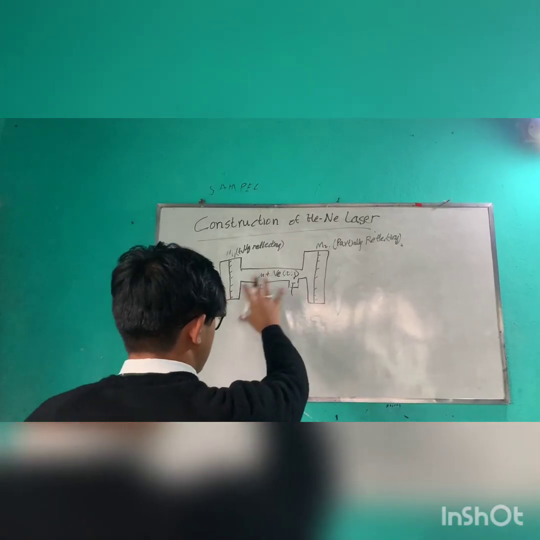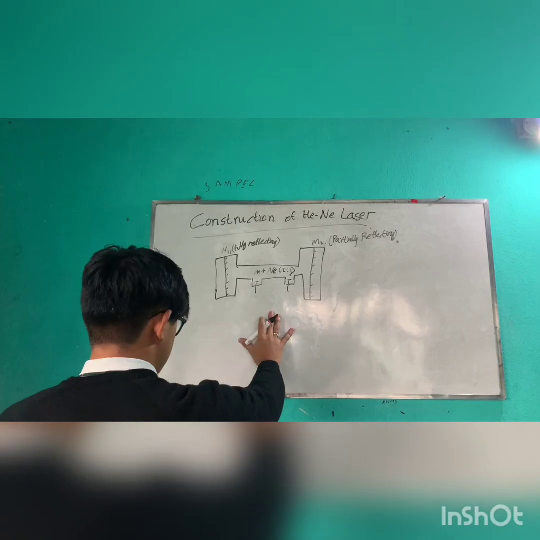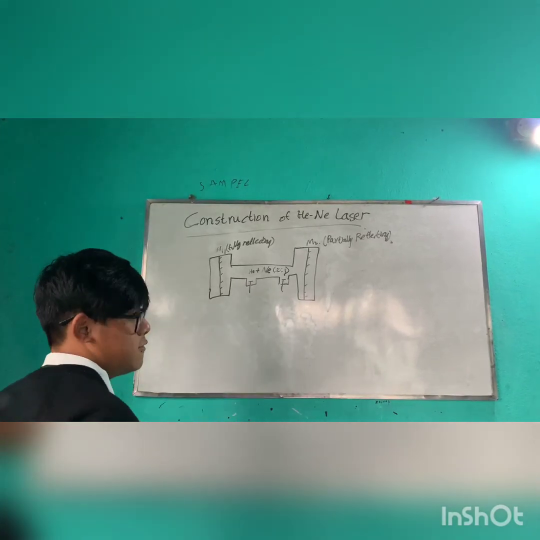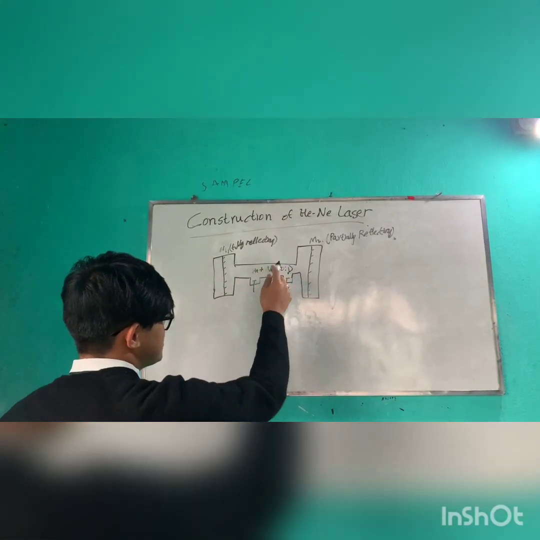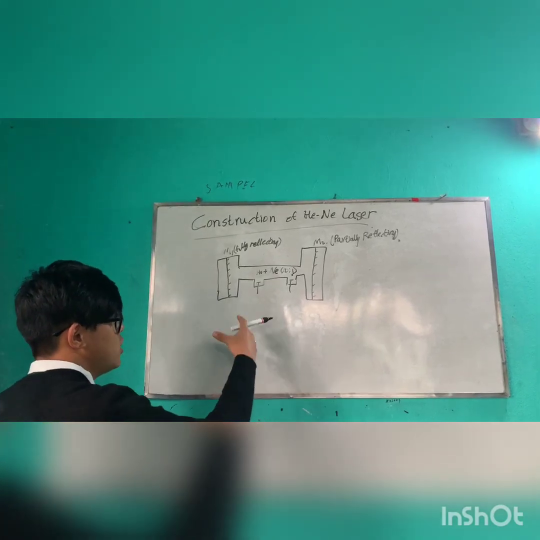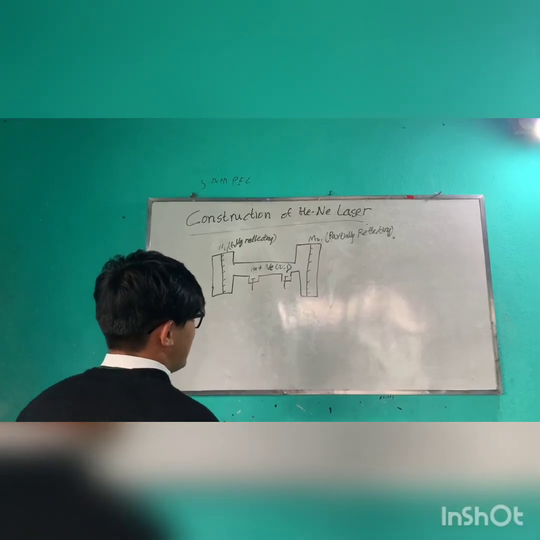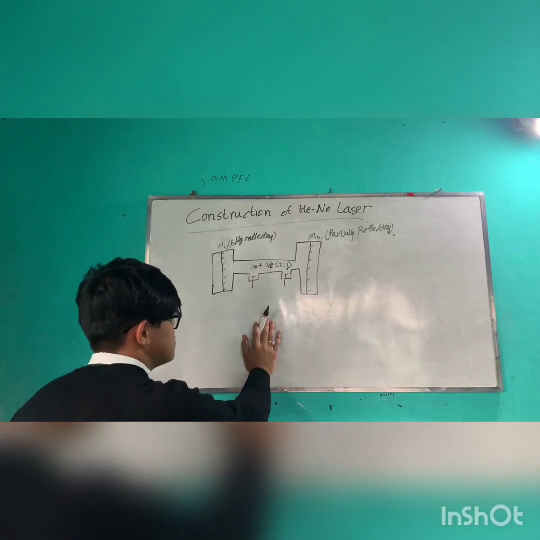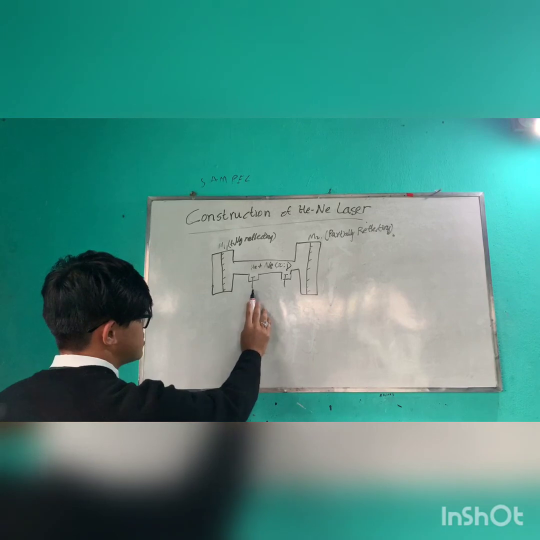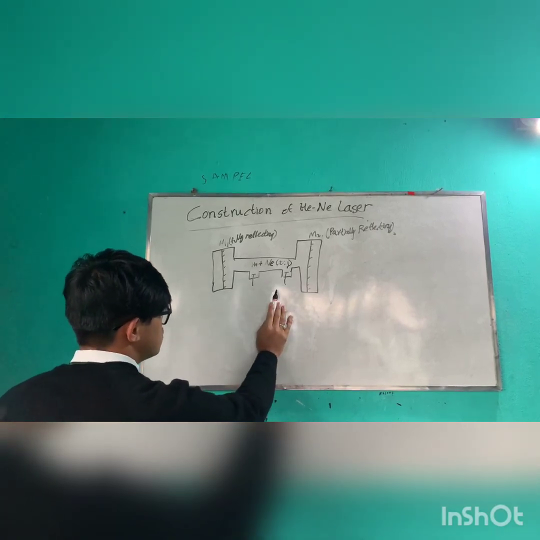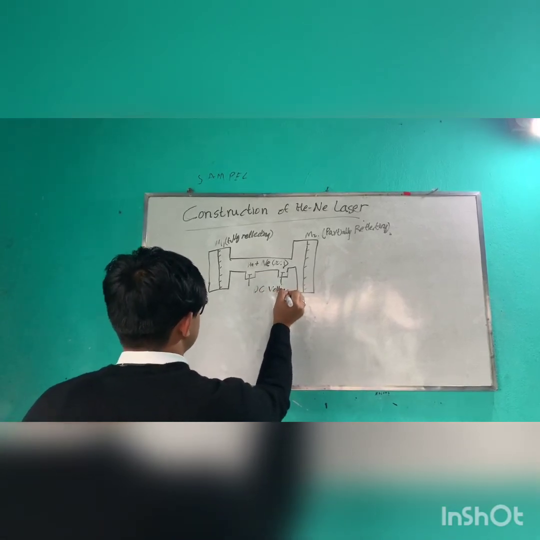In this system, we use the electron pumping method instead of the optical pumping method, because the active medium is gas, and for gases we need to electrically charge the atoms of the gas molecules. Hence we use the electrical pumping method, and through these electrodes we apply DC voltage.